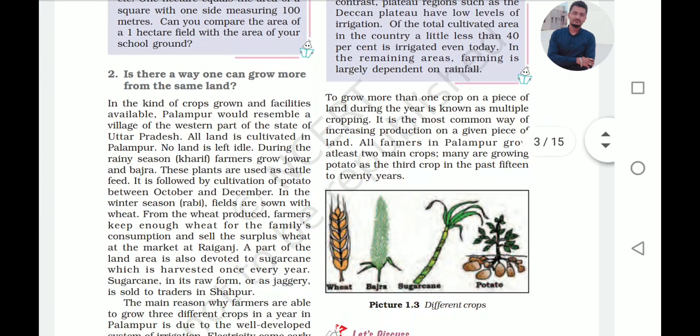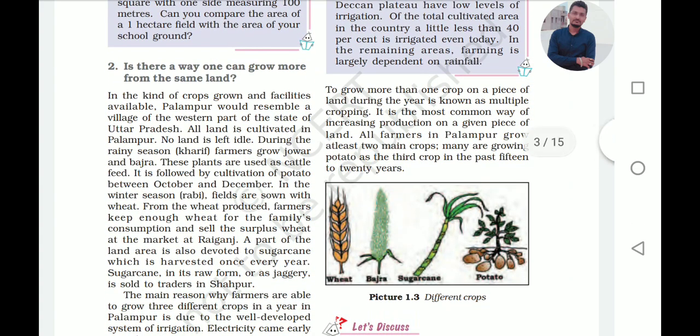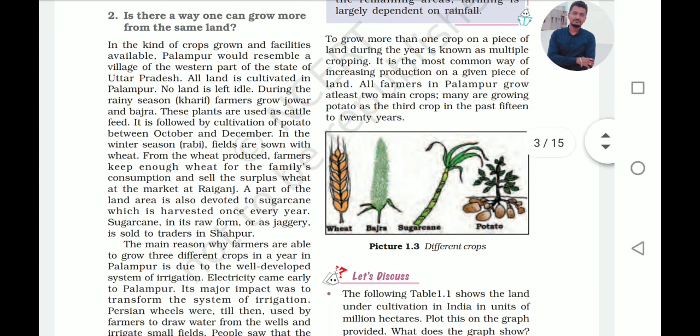The second point we are going to discuss here is whether there is a way one can grow more from the same land. First we discussed that land is fixed. Particular farmers get a fixed land. Land will not increase. So from the same patch of limited land, they need to grow more. How will they be able to grow more from the same land? There are different ways, which we will discuss here.